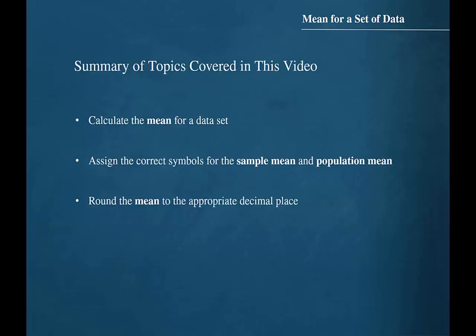In this video, we learned how to calculate the mean for a dataset, assign the correct symbols for the sample mean and population mean, and round the mean to the appropriate decimal place.